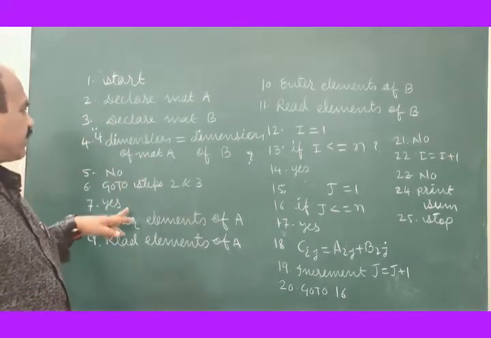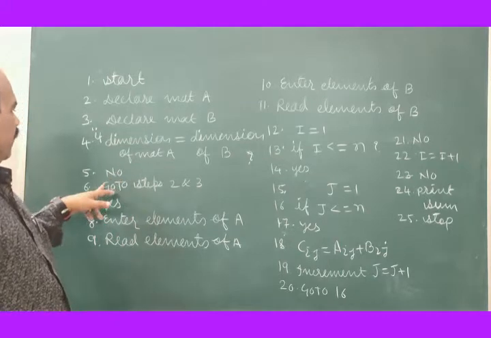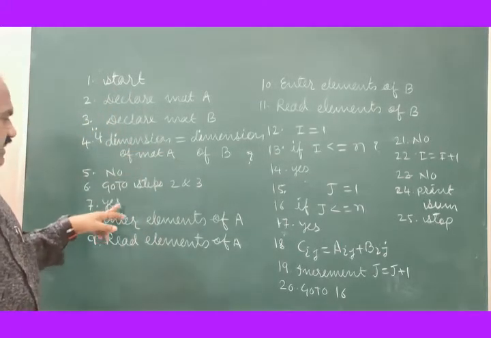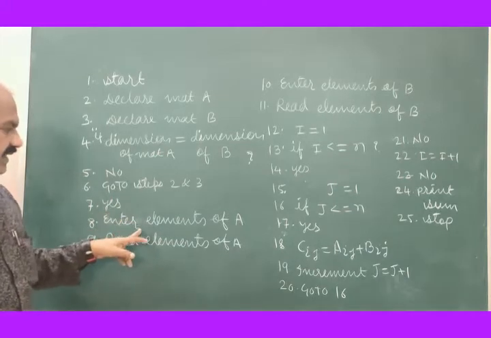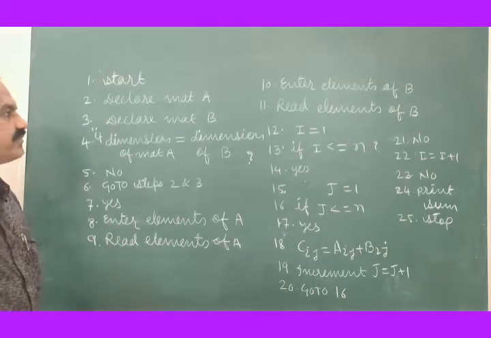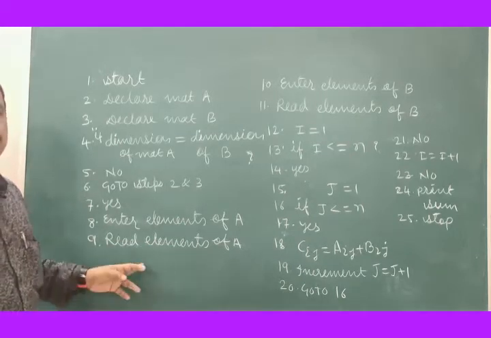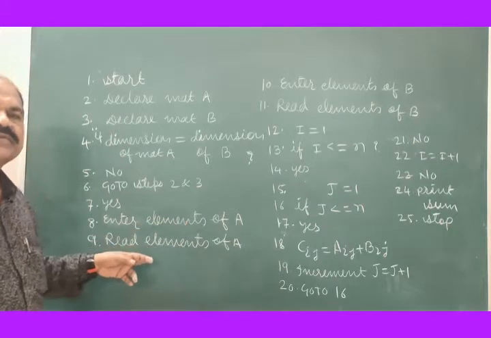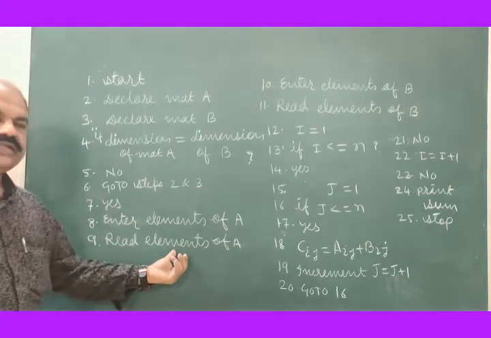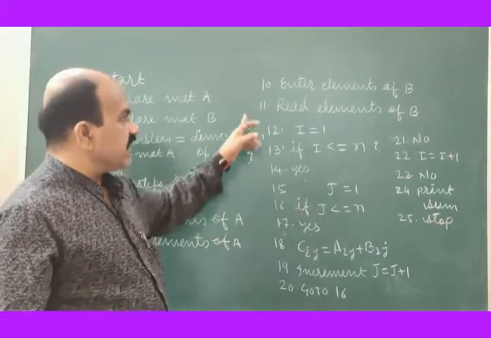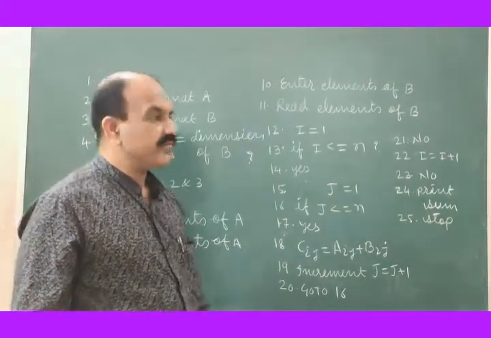Then, if no, go to entry. If yes, dimensions of A and B are same, then enter elements of A, read elements of A. If it is 3 by 3 matrix, there will be 9 elements. Enter 9 elements one by one. Okay, and the program will read these elements one by one. The same is done for B.